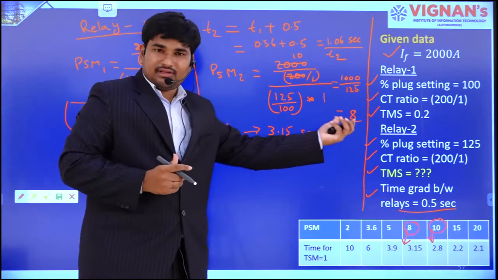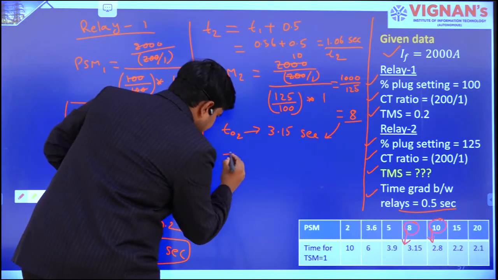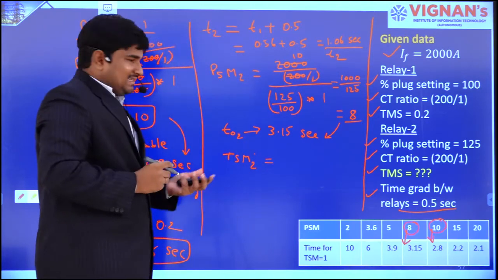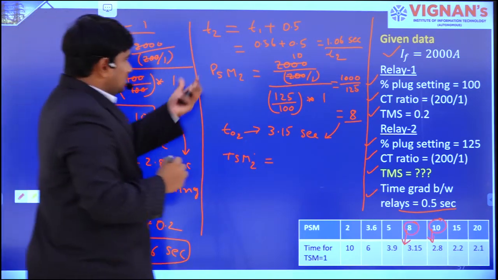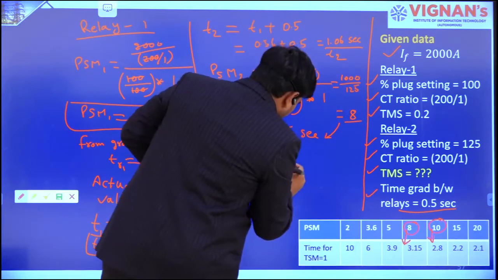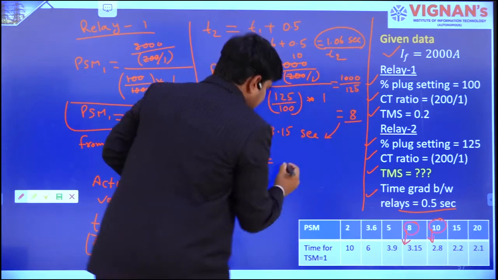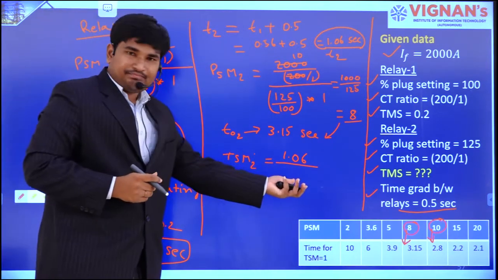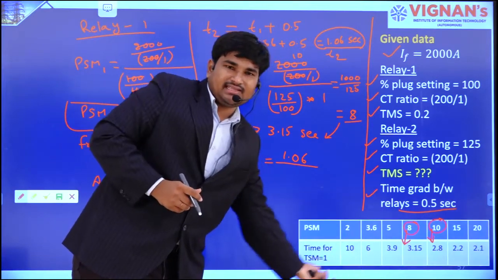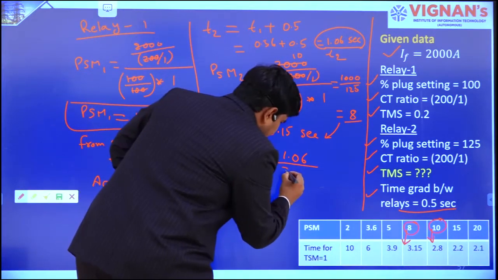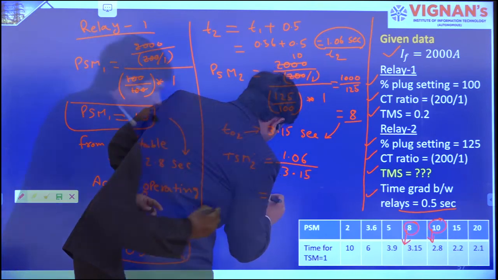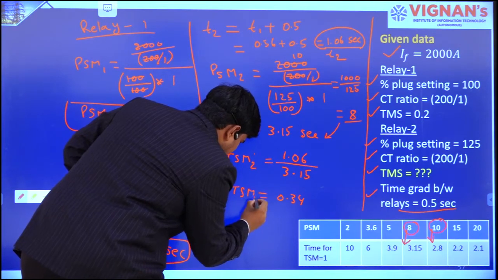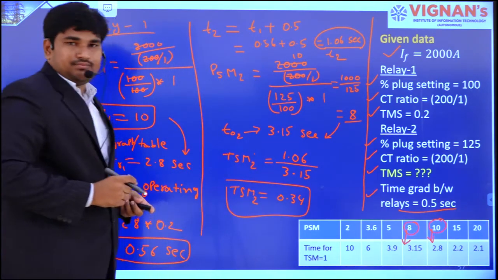Now, how to find the TSM or TMS value of relay 2? It is equal to the actual value, that means 1.06 seconds, divided by this operating time which is taken from these characteristics. 1.06 divided by 3.15 gives 0.34. That is the TSM value of relay 2.